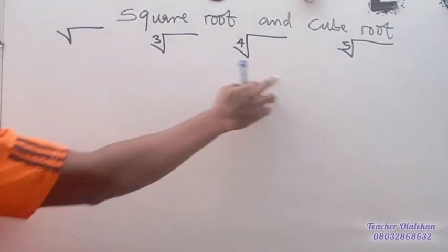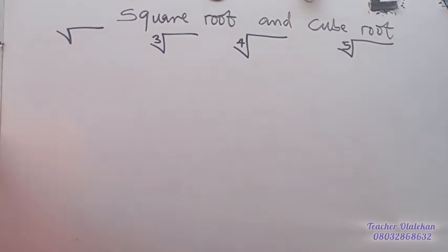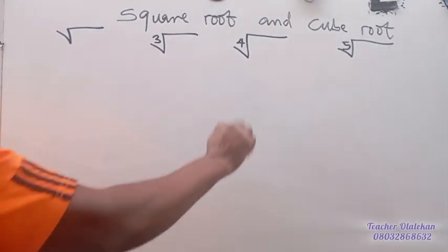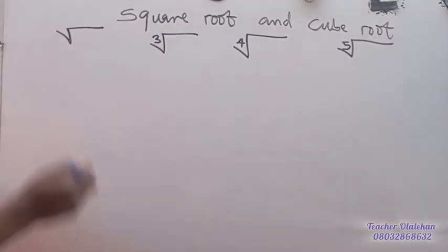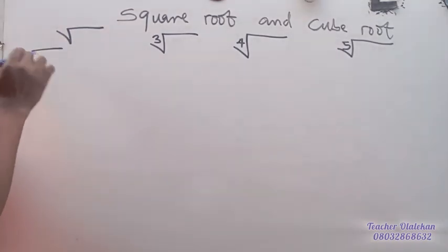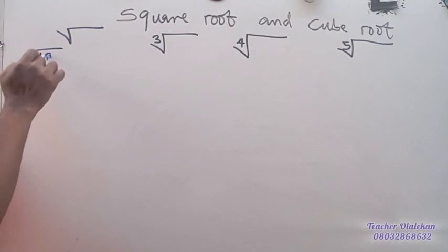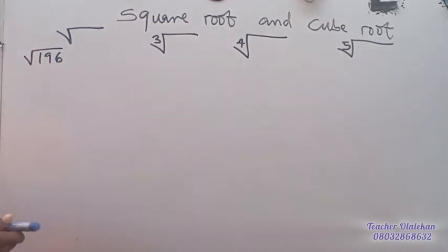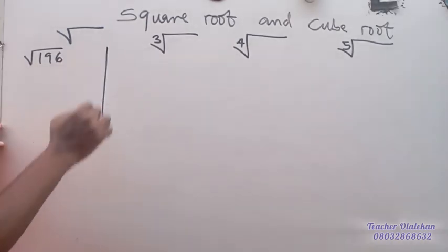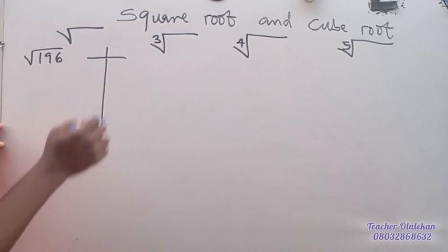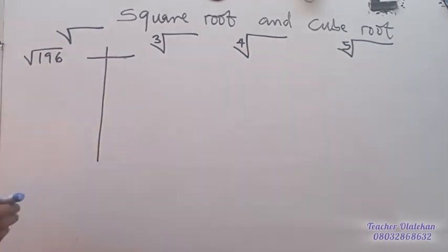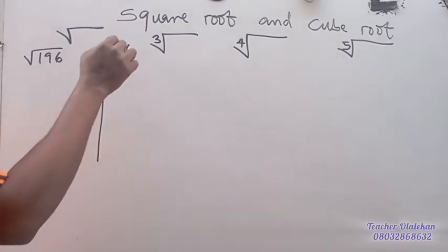So let's look at a few examples before we explain. Okay, let's find the square root of 196. In this example, we just try to express it as a product of its prime factors, using something that looks like the LCM method.